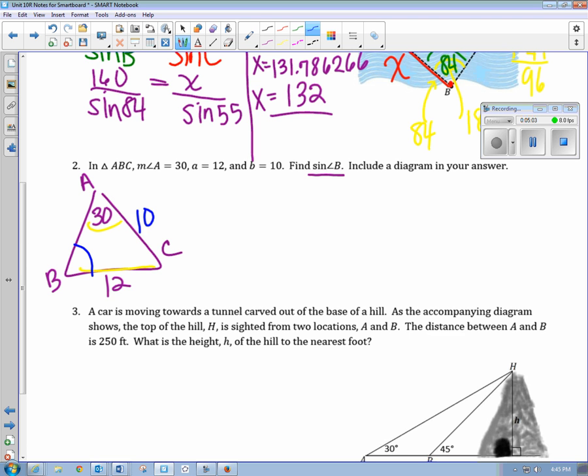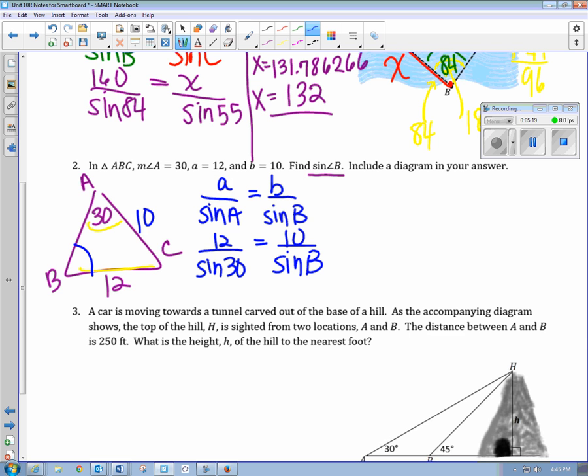So when I set up my equation now, I'm going to use A over sine A, because that's a side and an angle across from each other that I know, equals B over sine B. Plug in what I know, 12 over sine 30 equals 10 over sine of B. Remember, this problem is asking for me to find the sine of B, so as soon as I get sine B alone, I'm done. Cross multiply.